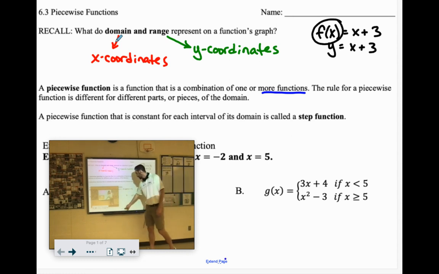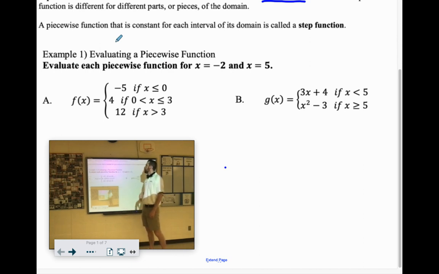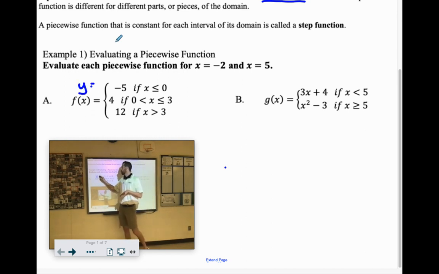So let's check this out. This kind of gives you an idea of a piecewise function. You'll get f of x equals, and then it almost looks like a system of equations, but this gives you the different pieces of the graph. So remember f of x is the same as y equals. So y equals -5 if x is less than or equal to 0. It equals -4 if it's between 0 and 3, and it will equal 12 if x is greater than 3.